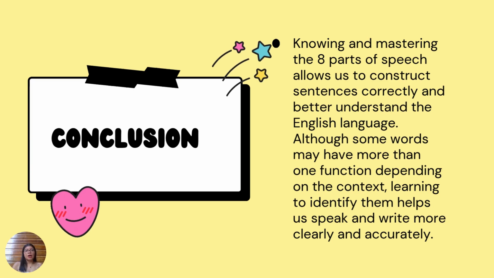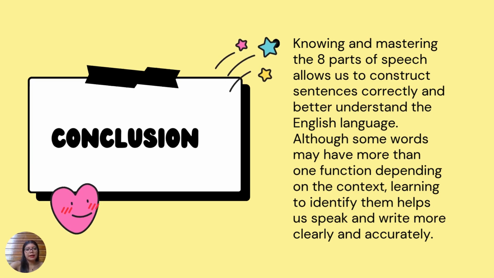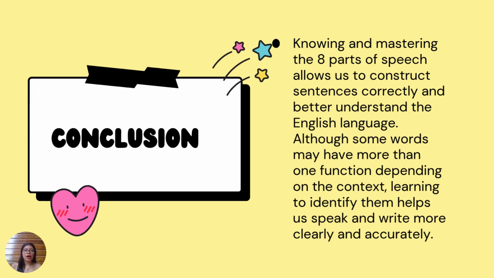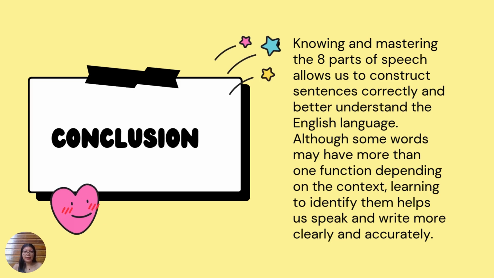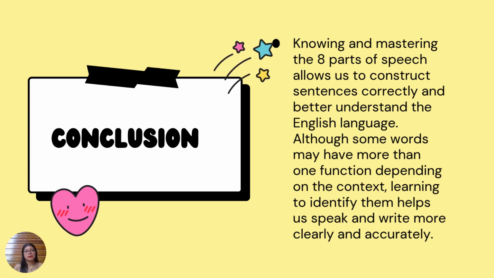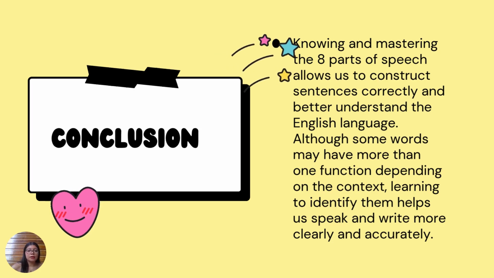Finally, knowing and mastering the eight parts of speech allows us to construct sentences correctly and better understand the English language. Also, some words may have more than one function depending on the context. Learning to identify them helps us speak and write more clearly and thoroughly.